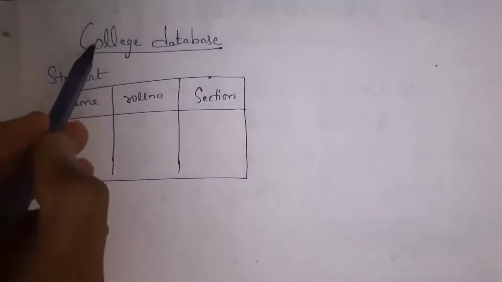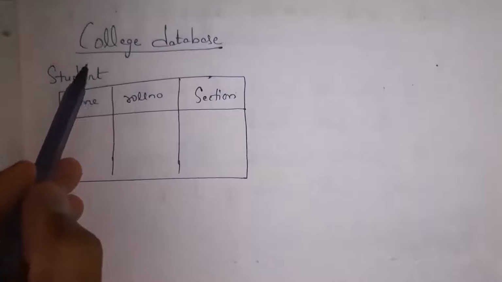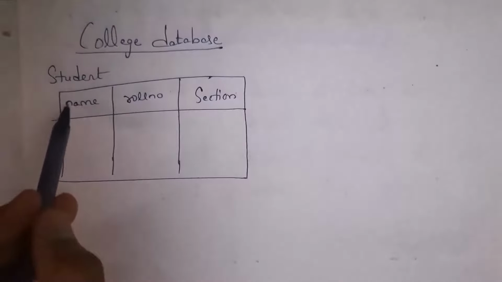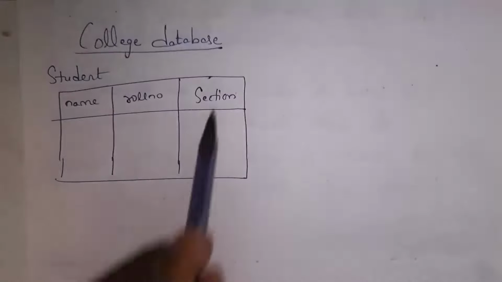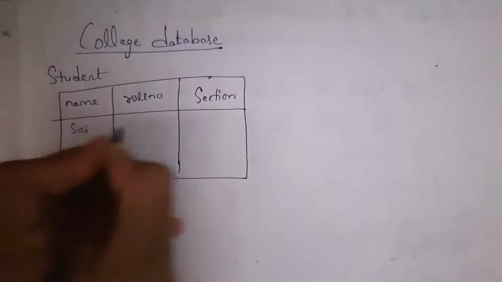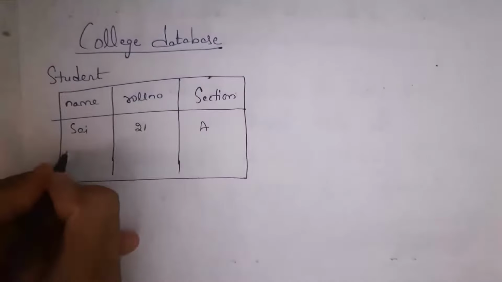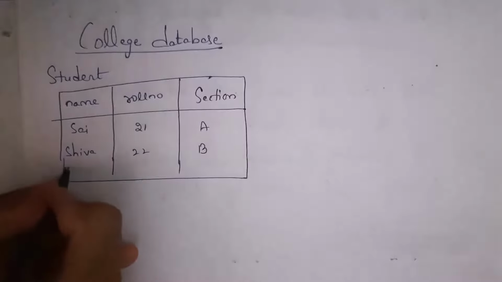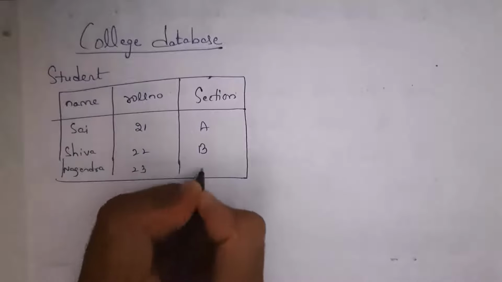For example, there is a college database. Inside the college database there is a student table. The student table contains 3 columns. They are name, roll number and section. Now I want to insert data in this table. I want to insert name Sai, roll number 21 and section A, name Shiva, roll number 22, section B, and name Nagendra, roll number 23 and section C.